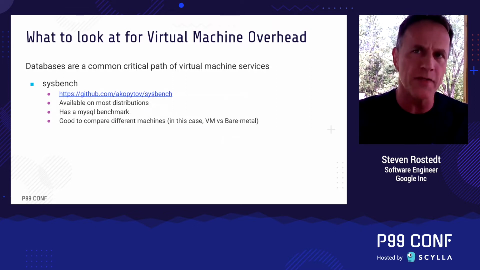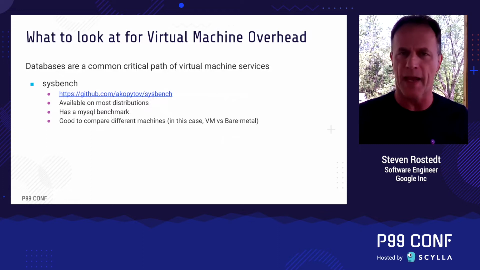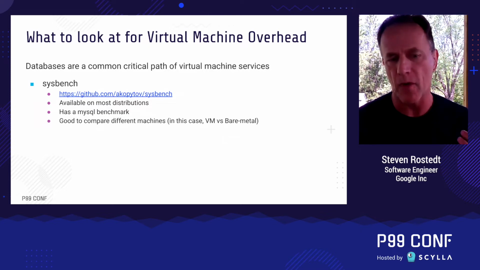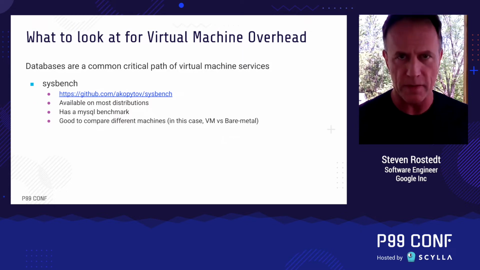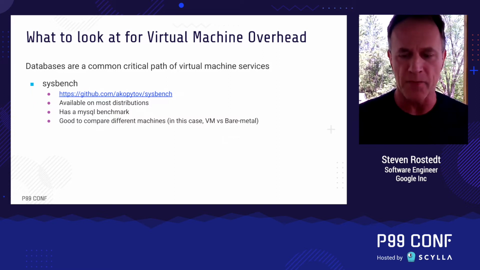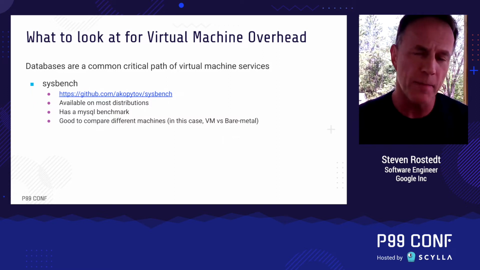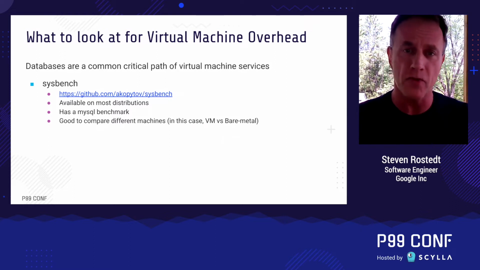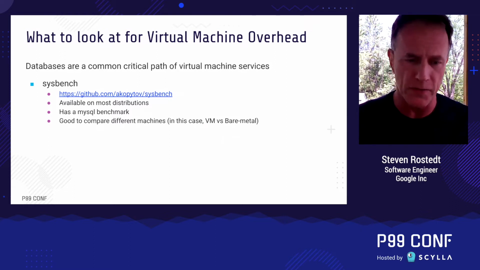So when I was creating this talk, I figured I needed examples to use. I looked around for common benchmarks that people would be aware of, and I came across sysbench, which is something that's used quite a bit. It's available in most of the distributions. It has a MySQL benchmark, and since a lot of the use cases of virtual machines is for databases, having a database benchmark would be appropriate. And it's a good benchmark to compare different machines. And since I'm comparing virtual machines with bare metal, I decided to use this.